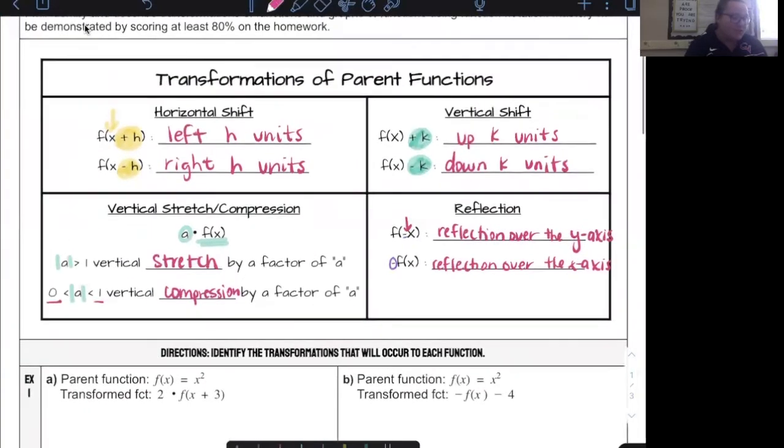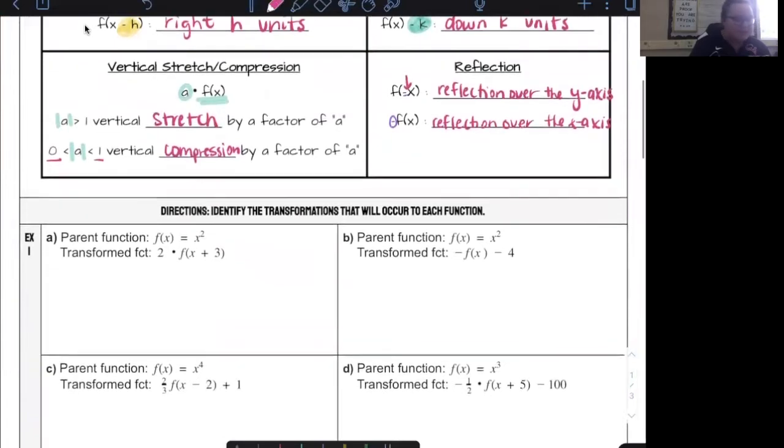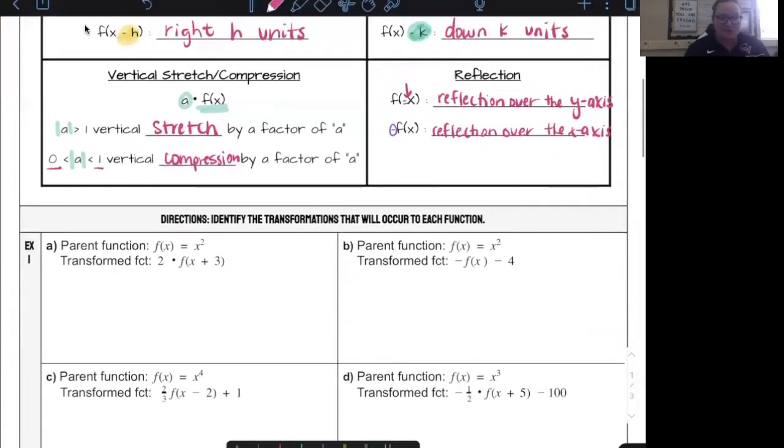So this little cheat sheet is going to help us recognize if our transformations are shifting us left, right, up, down, if we're going to have a vertical stretch or compression, if we're going to reflect over the x or the y-axis. So in example 1, we're going to identify all of the transformations that will occur.